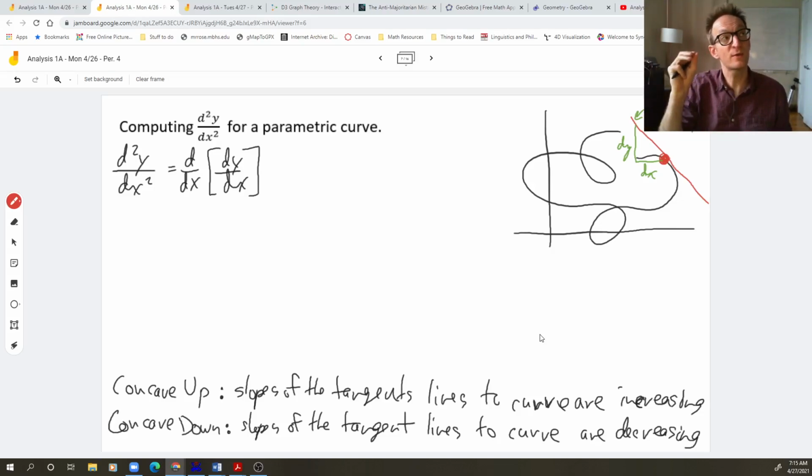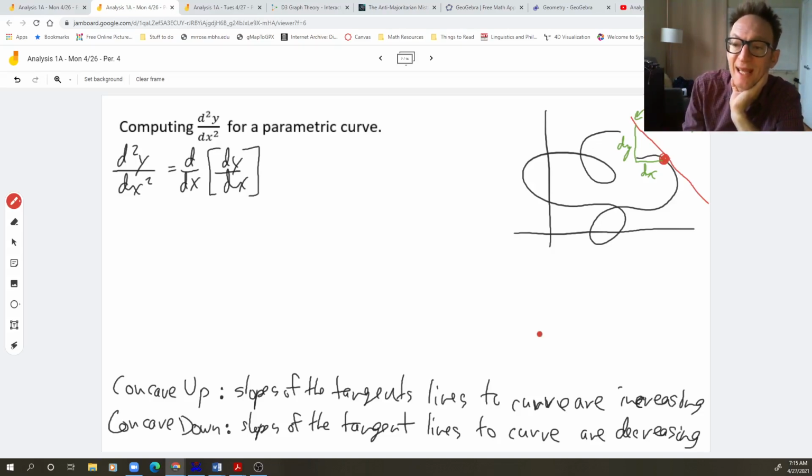In other words, whether the curve is bending in a concave up or a concave down way is a property of the curve, not a property of the way in which the curve is traced out. Therefore, it really is the derivative with respect to x that I want. I think that's kind of crucial, right?